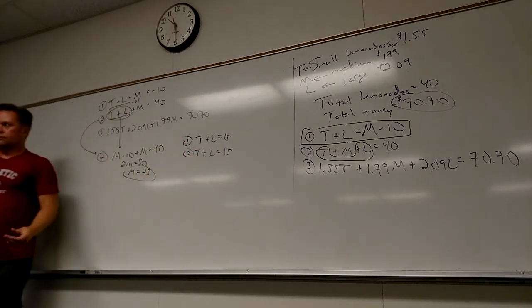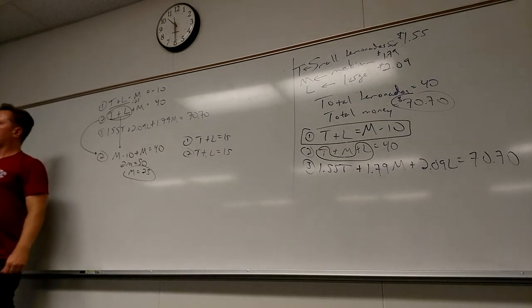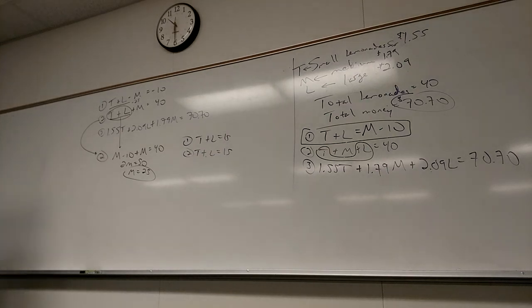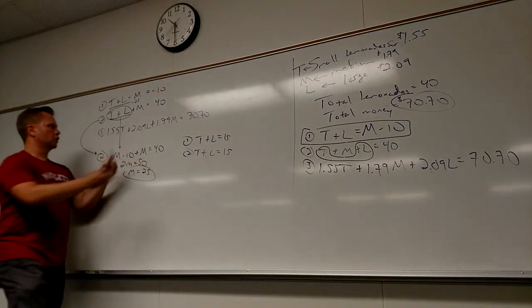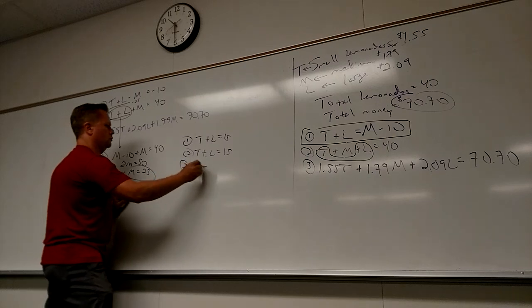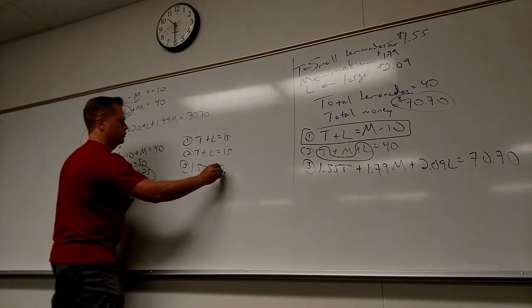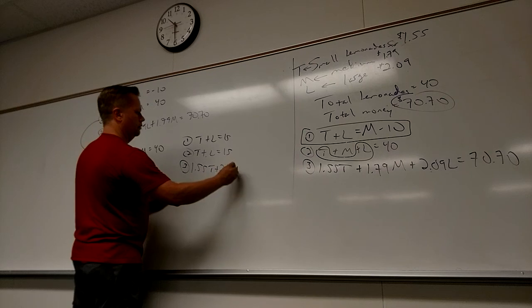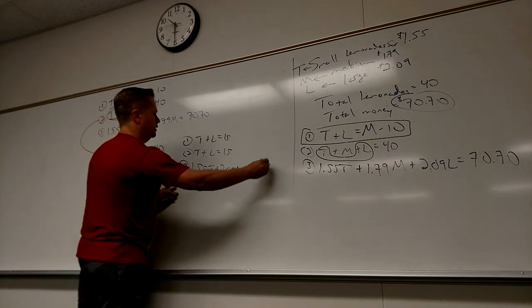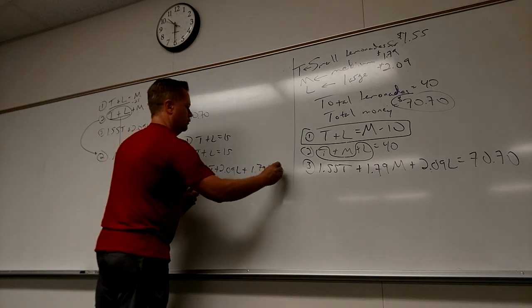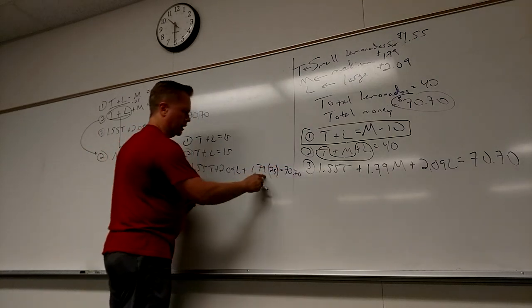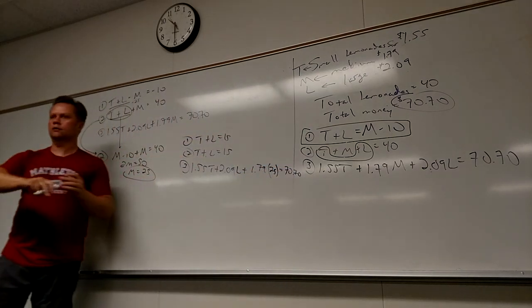That's fine. It's like me going, I'm twice as old as you. I'm twice as old as you. You're like, I got it, I heard you. T plus L equals 15. All right, we got it. And what's the third equation become? 1.55T plus 2.09L plus 1.79 times M equals 70. So I can multiply and subtract it out of the way.